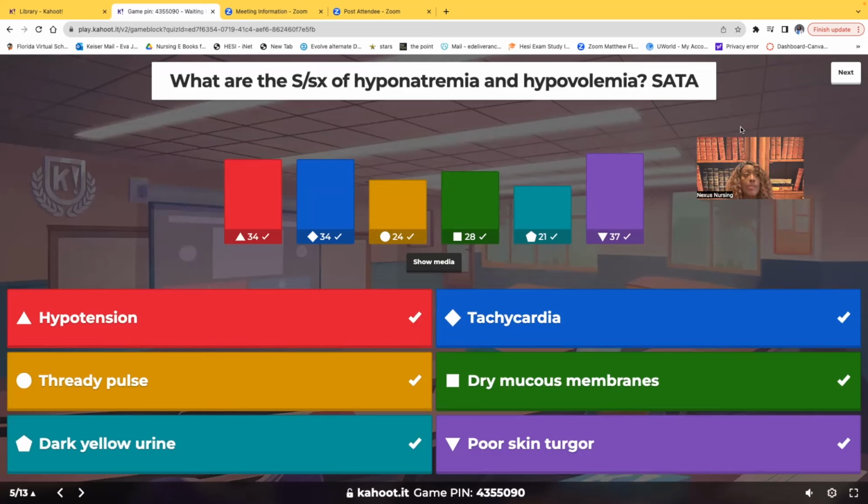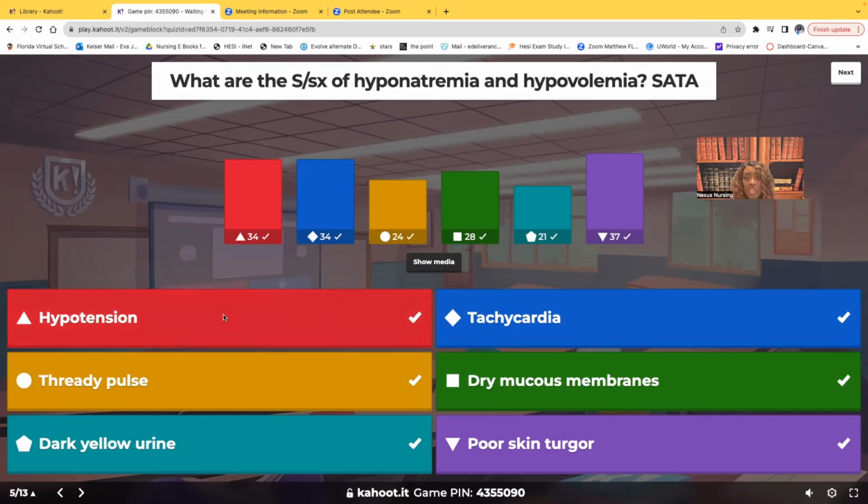First of all, we're talking about hyponatremia and hypovolemia. You should know the normal sodium range is 135 to 145. If the sodium drops lower than 135, the patient's hyponatremic. Now, fluid follows sodium. So when the sodium is low, guess what else is going to be low? The fluid. So sodium's low, fluid's low, patient's at risk for dehydration. So let's think about what this patient's going to look like with low sodium, low fluid volume.